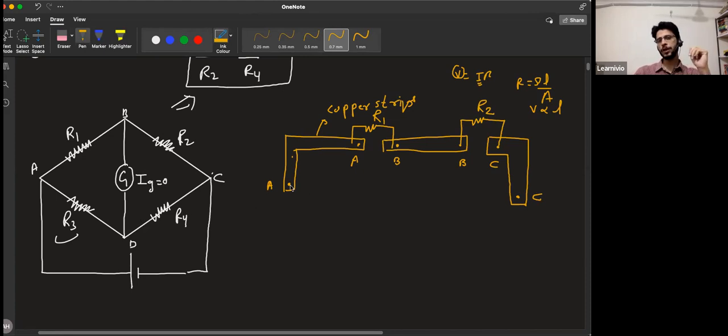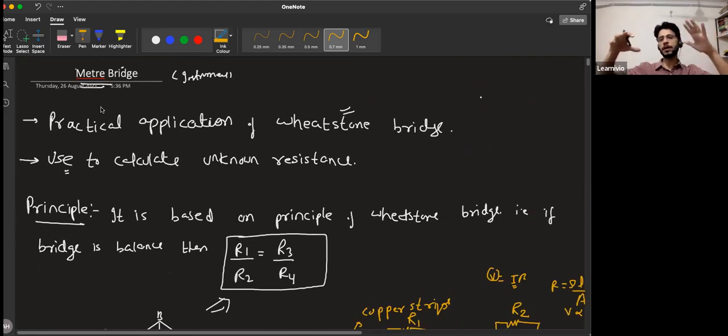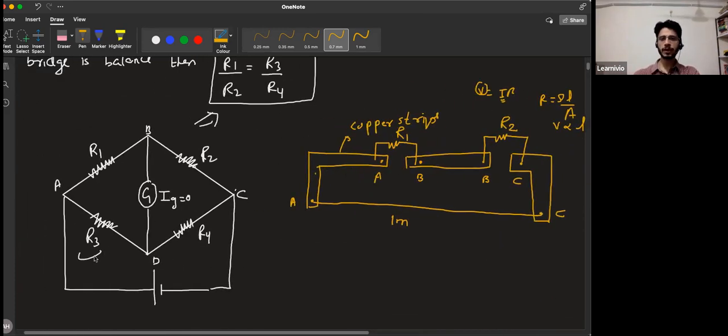So for R3 and R4, we take a wire. The length of this wire is 1 meter. Due to this 1 meter length, we call this bridge a meter bridge. So a meter bridge simply means a bridge having a wire of 1 meter. The next task is to decide, out of this whole wire, how much portion is for R3 and what portion is for R4. To decide R3 and R4, we first have to decide this point D. To decide this point D, we need a galvanometer. The galvanometer is connected between point B and point B. So this is B, this is B, so this is also point B. I connected a galvanometer through this point.